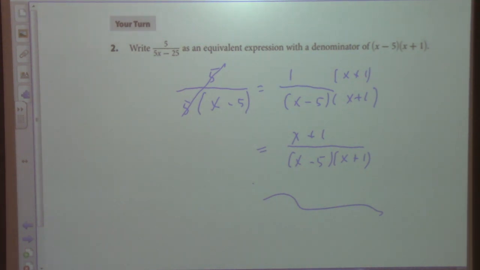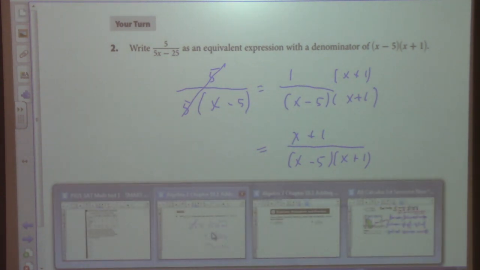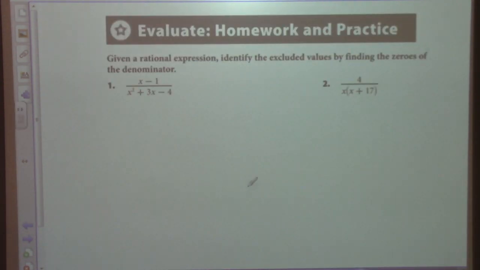So now what we're going to do is go to the exercise sheet that I gave you, evaluate homework and practice. Do you have that? Now, given a rational expression, identify the excluded values by finding the zeros of the denominator. So for number one, I got a choice.